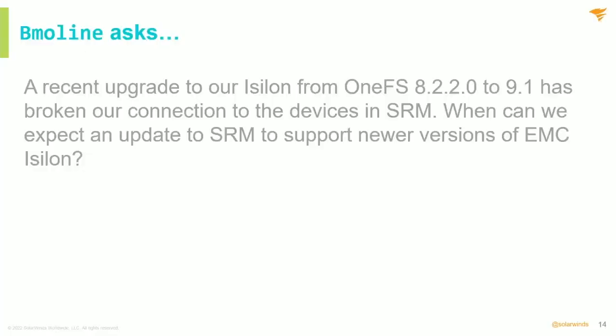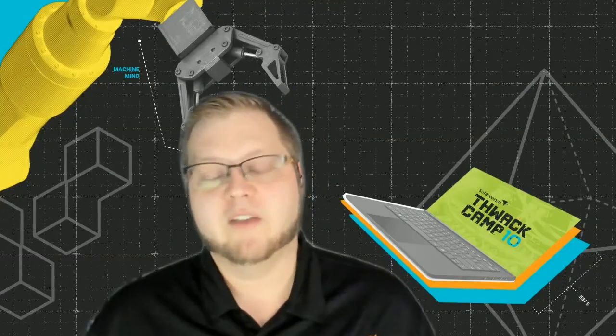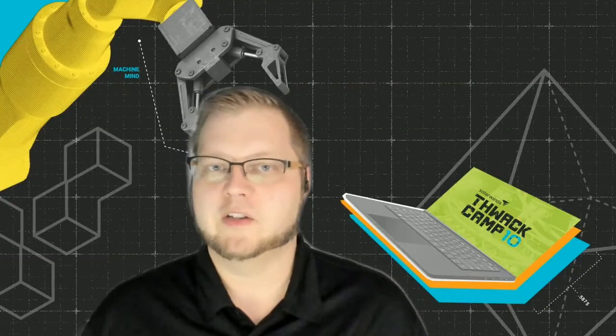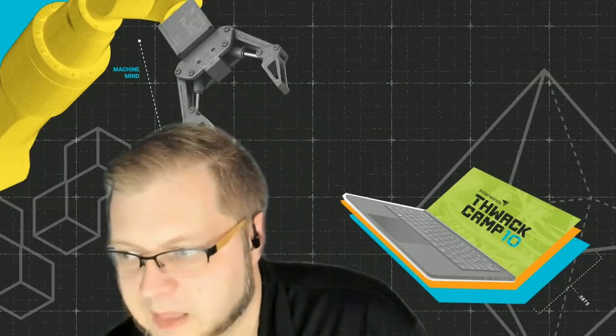BM Online asks, a recent upgrade to our Isilon from OneFS 8.2.0 to 9.1 has broken our connection to the devices in SRM. When can we expect an update to SRM to support newer versions of EMC Isilon? I am not the PM for the SRM tool. I would say this is probably something we will be handling in the next release. I do not have the timeline. The one question I have is, I thought I already saw a feature request for this when we had people who were early adopters. So let's see.